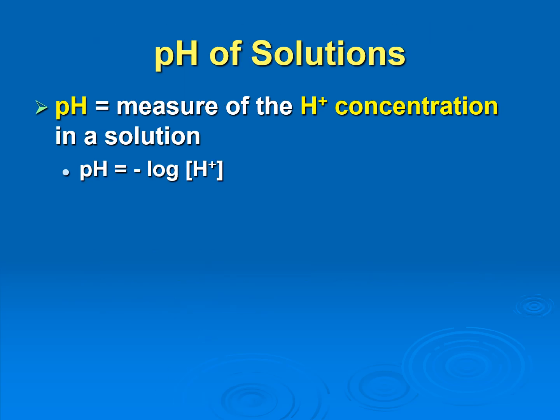So pH is the measure of the hydrogen ion concentration in a solution. And the way I remember that is there's a big H in pH, and I just remember that you're just measuring the hydrogen ion concentration. There's a formula for figuring out the pH. It's the negative log of the hydrogen ion concentration, but you don't need to know that. But that's just how they calculate it.